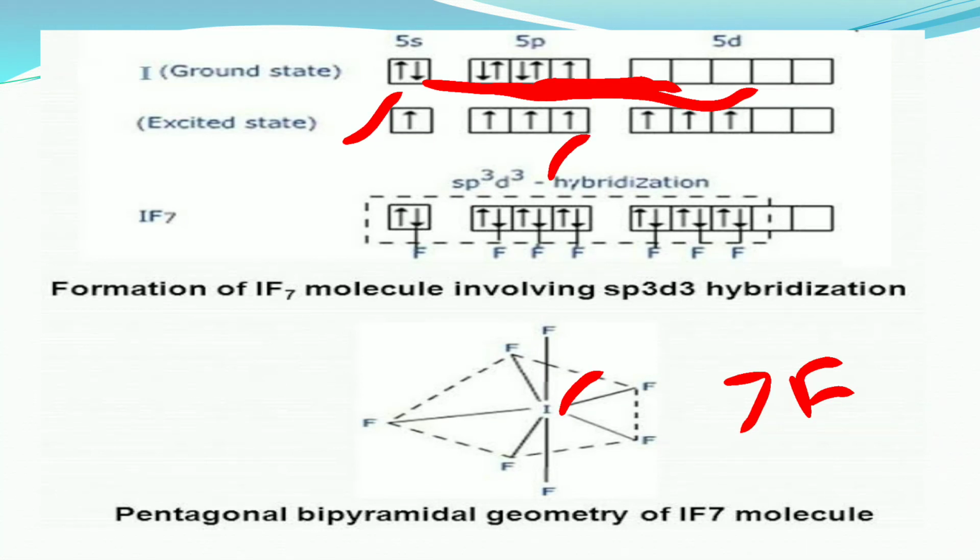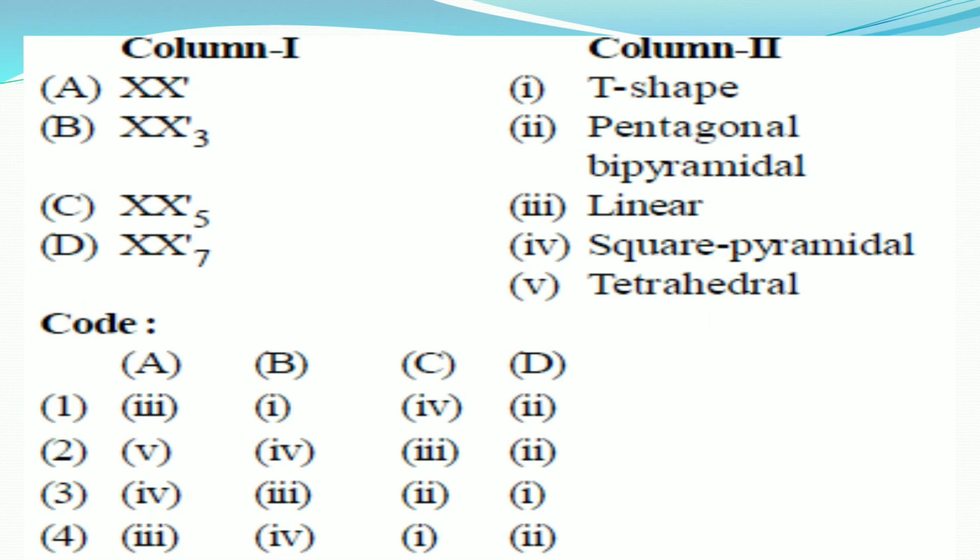There is a formation of the new hybrid orbitals, that is called sp3d3 hybridization. The formation of IF7 molecule involves what? The sp3d3 hybridization, and this is the structure of IF7. Here the structure name is pentagonal bipyramid. The geometry is also called pentagonal bipyramid, and here there are no lone electron pairs.